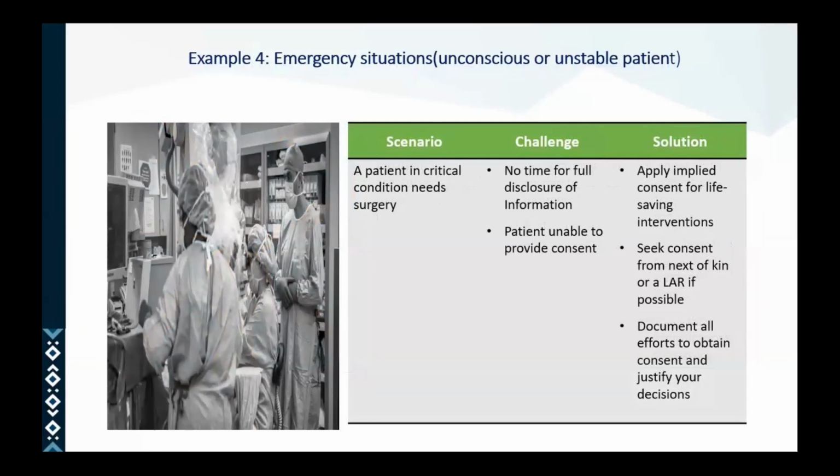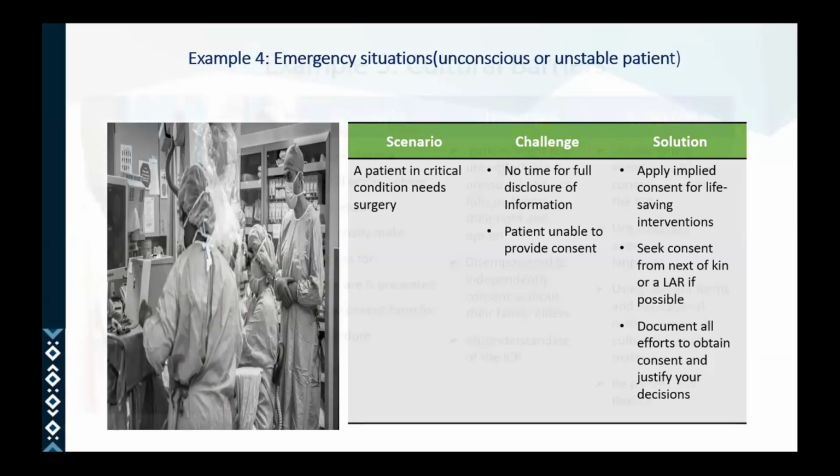Unconscious patients, you may have them, or unstable patients. The scenario is a patient in critical condition needs surgery. The challenge is that there is no time for full disclosure of information, and then the patient is unable to provide consent. So you apply implied consent for life-saving interventions, which is even understood by the law. You seek consent from next of kin or a legally authorized representative if possible. Document all efforts to obtain consent and justify your decisions.